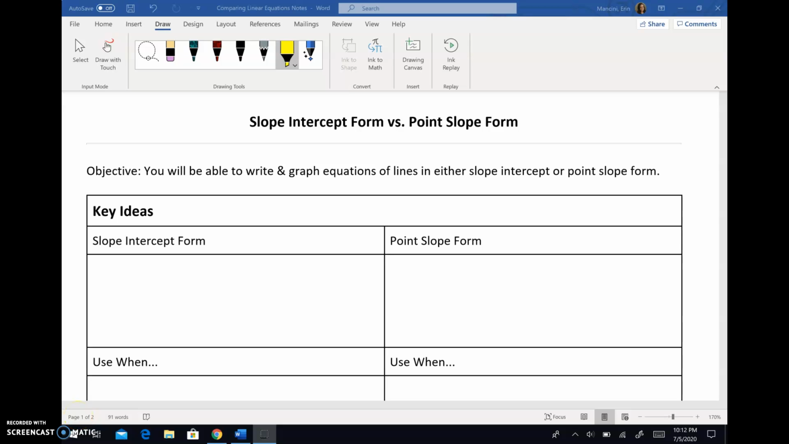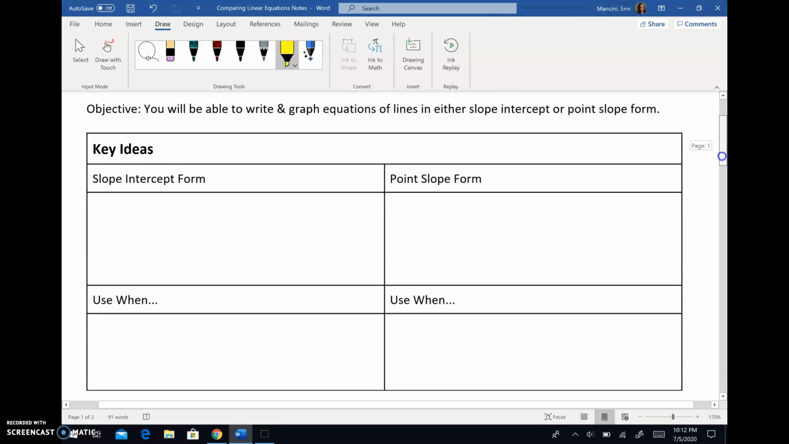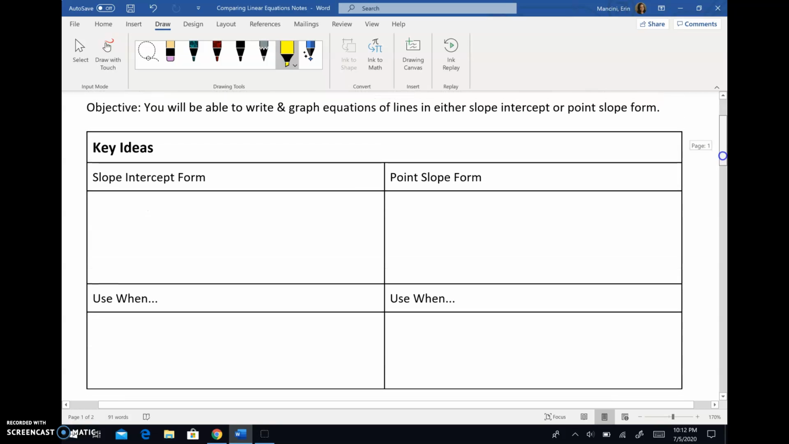Hey everyone! In this video, we're going to summarize everything we've learned so far and talk about both slope-intercept form and point-slope form, mainly when to use one versus the other and how to use them when you have the choice between the two. We're still talking about writing equations of lines and graphing them, just with this lens. Quick reminder of what slope-intercept form is and what point-slope form is.